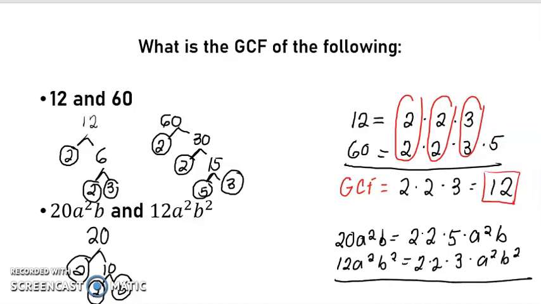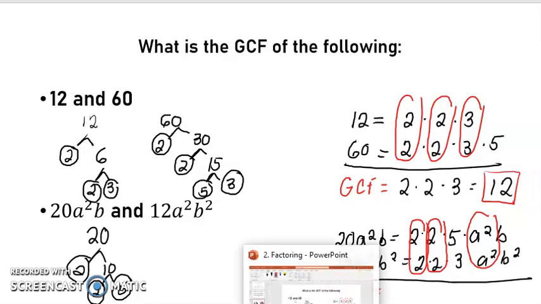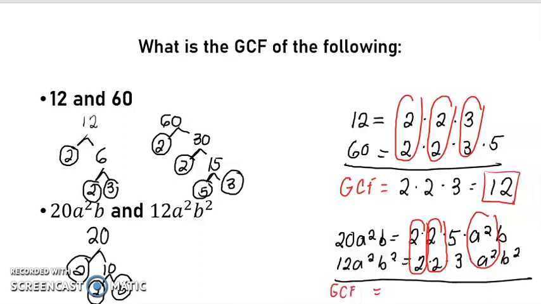Now, let's get the common factors. Okay, so we will have GCF. One common is 2. Another 2. Now, 5 and 3 are not common. And then we have a squared. Now, in this case, b and b squared is not common. But if you're going to factor b squared, that is equal to b times b.